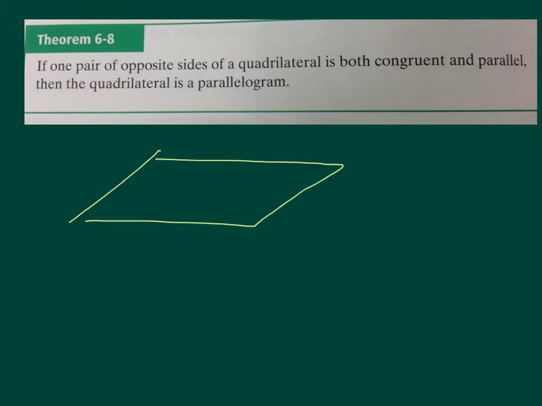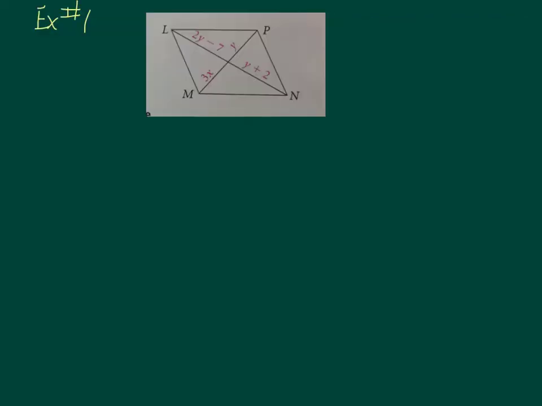In this quadrilateral, if the top and the bottom are both parallel and congruent, then this figure must be a parallelogram. If you have one pair of sides that are both parallel and congruent, the figure has to be a parallelogram.